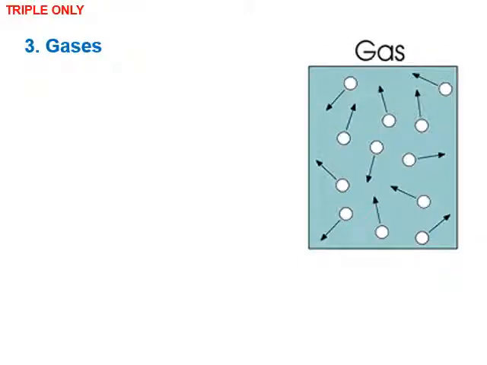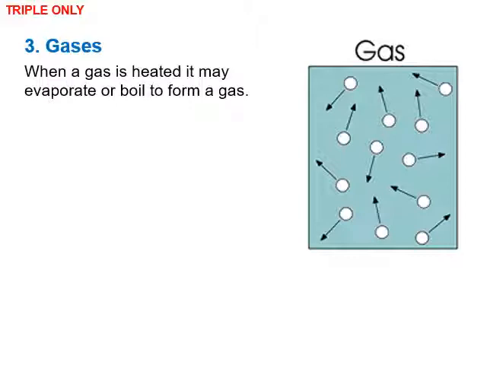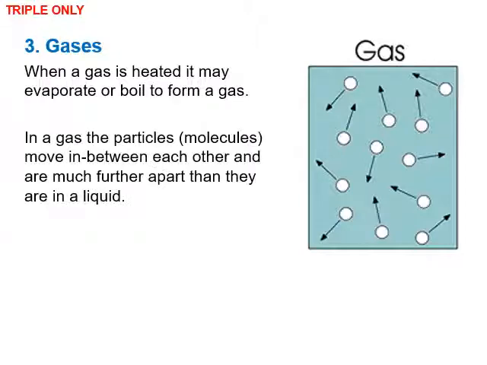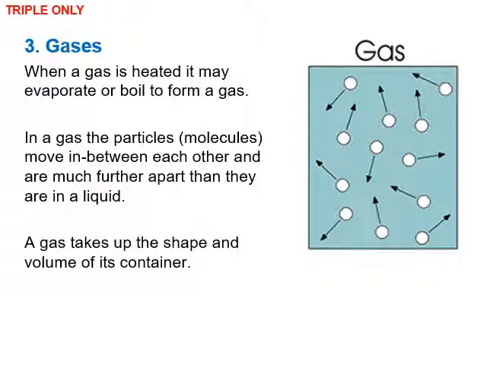Then we finally have gases, because we won't do plasma this year. Now you're heating the liquid. The particles gain kinetic energy, and the gas forms, basically the liquid boiling or evaporating and turning into a gas. In the gas, the particles move in between each other and are further apart than they are in the liquid. They also move a lot faster. And the gas takes the shape and volume of the container, so it doesn't actually have a definite shape like a solid would.